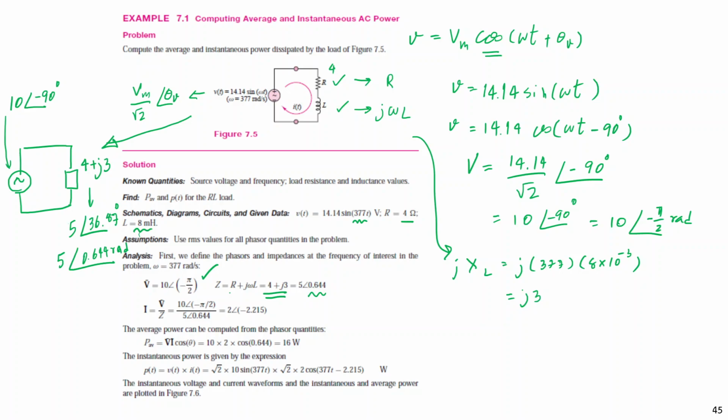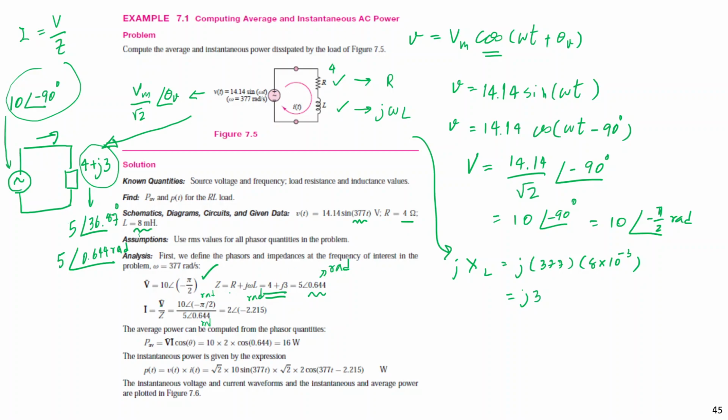Then you can calculate current. Current is just the voltage divided by impedance, right? Current is V divided by impedance. You use this value divided by this value, and you can obtain the current in phasor form. But in this example, the calculation is in radian system, the angle of the vector is in radian unit. Okay, just be careful with your calculator when you calculate.